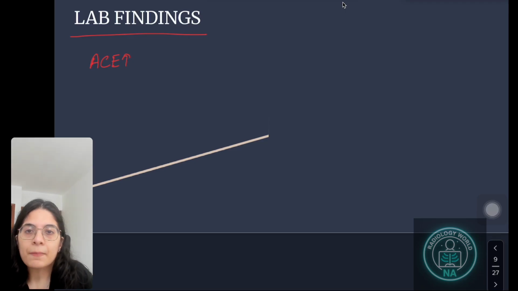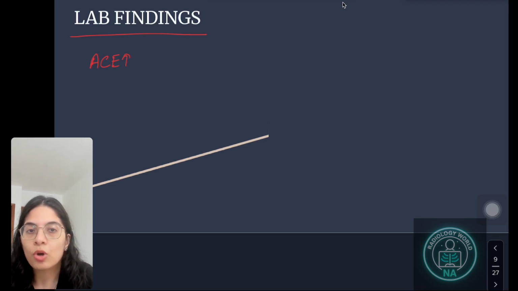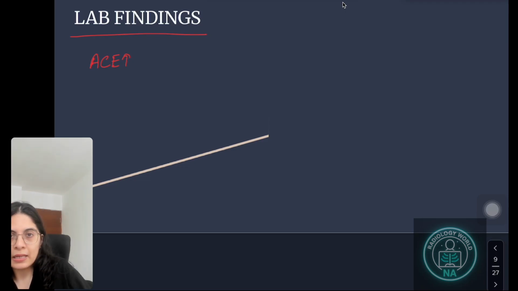Or what is the next step in the management? What will you do? You will go for a laboratory diagnosis of ACE if the chest x-ray is normal but you have a very high clinical suspicion for sarcoidosis, and other differentials like tuberculosis or berylliosis have been excluded. So you have to go for ACE levels.